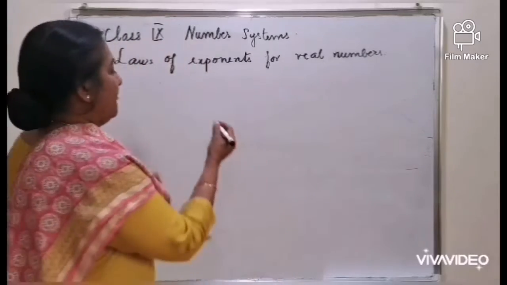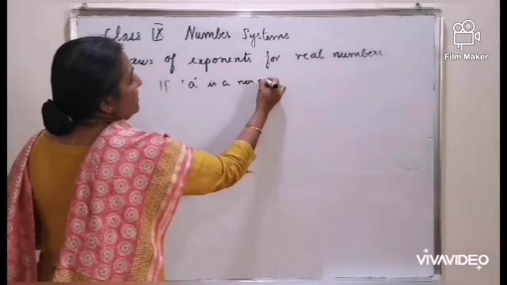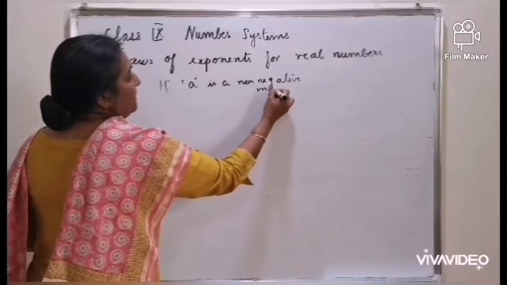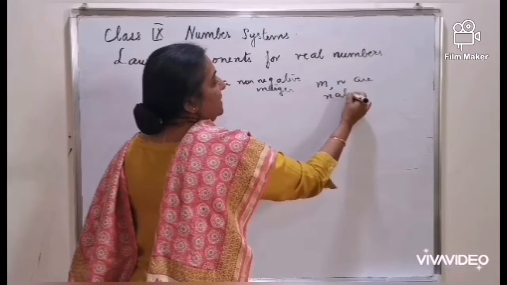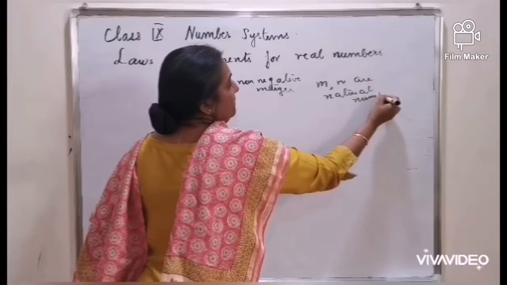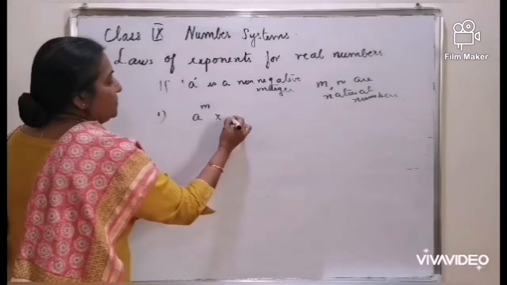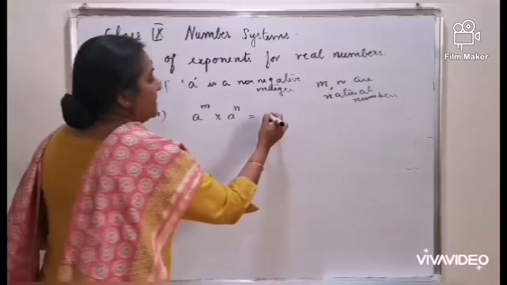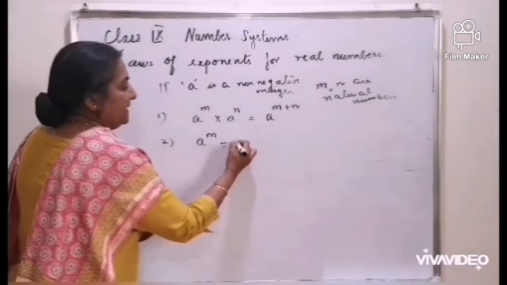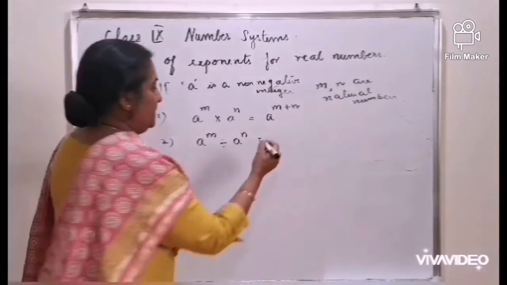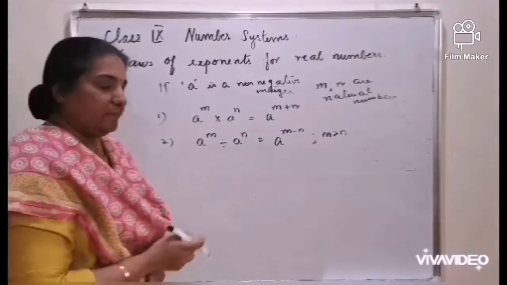There, if a is a non-negative integer and m and n are natural numbers, the first law: a raised to m into a raised to n is equal to a raised to m plus n. A raised to m divided by a raised to n is equal to a raised to m minus n if m is greater than n.